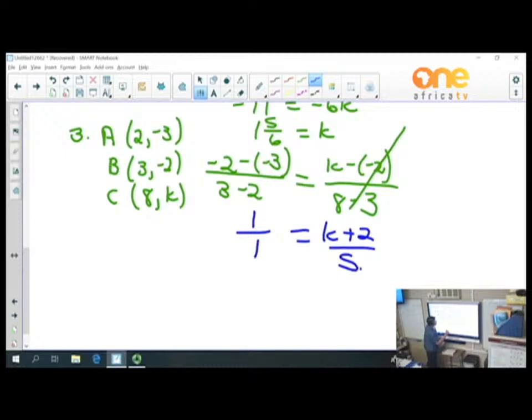Now, is it 8 plus 3 or minus 3? Now 8 minus 3. Yeah, so that's right. So 5 is equal to K plus 2, LCM, and K is then equal to 3. The value of K. So when will they lie on the same line? If the gradients are the same, then they can lie on that same line. So it's still that gradient that we are looking at here.